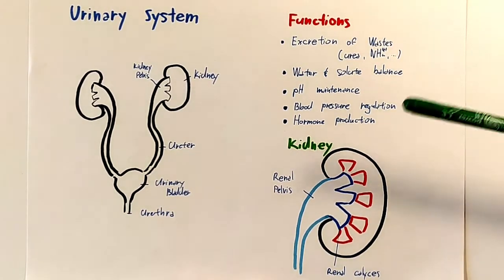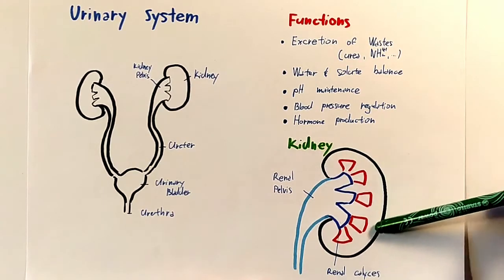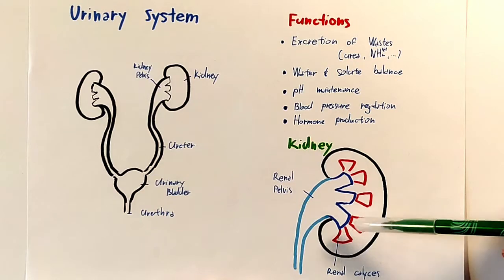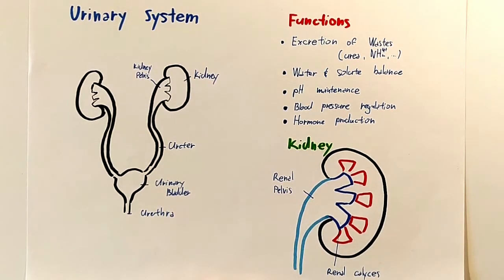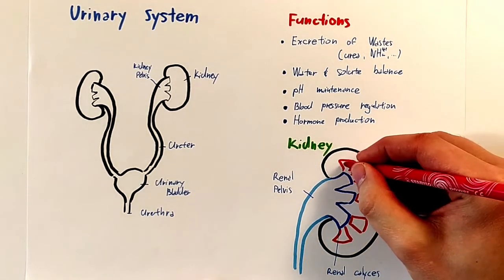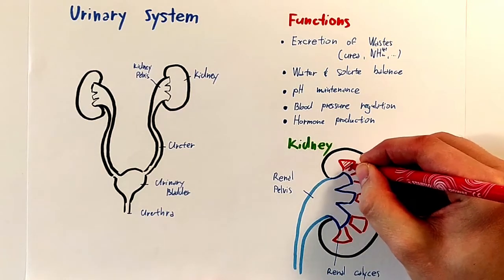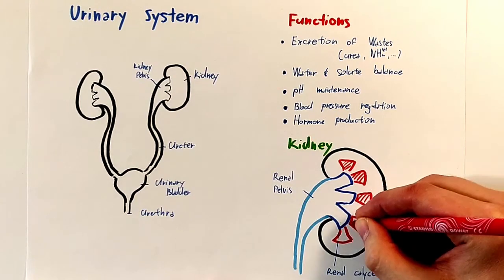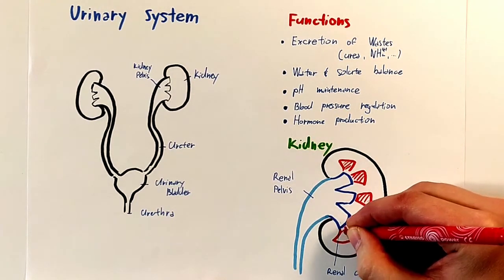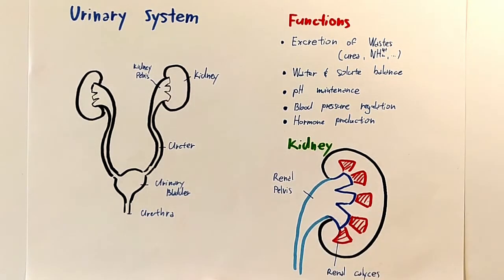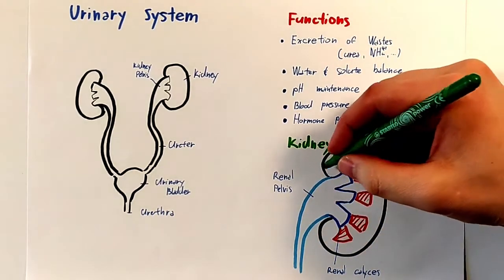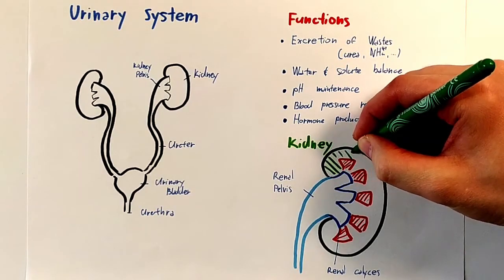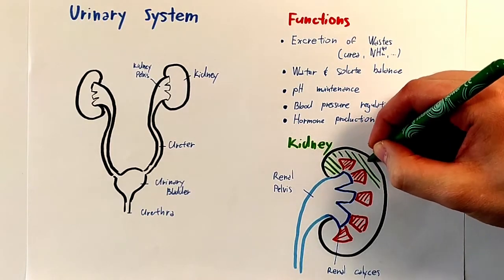Then the kidney itself can be separated into, let's say, two parts or two compartments. One is these pyramidal shaped areas. This would be called the renal medulla, so medulla. And then the rest we call the renal cortex. So all of this would be the renal cortex.